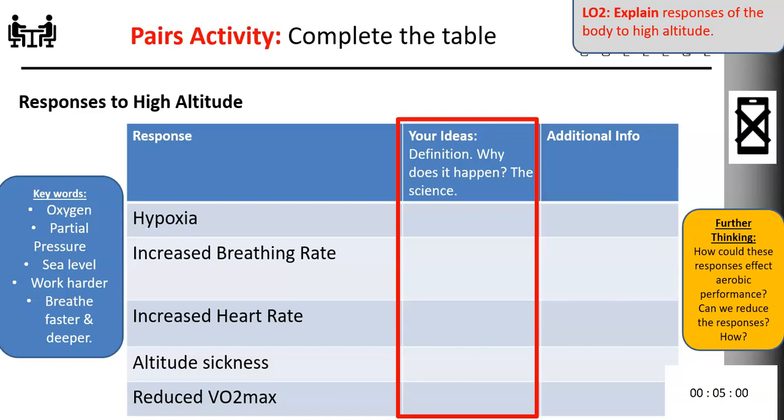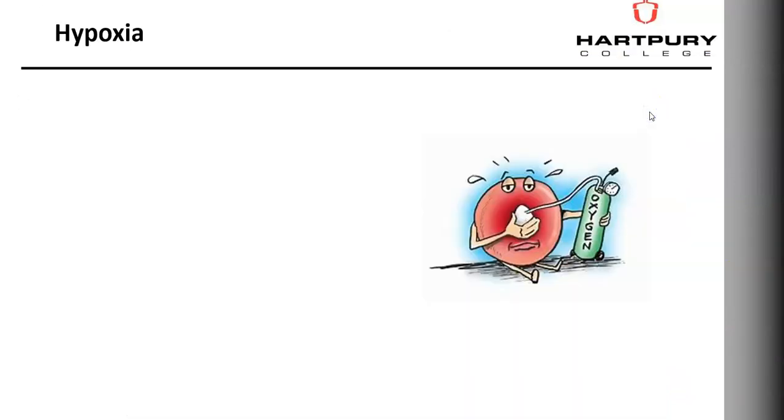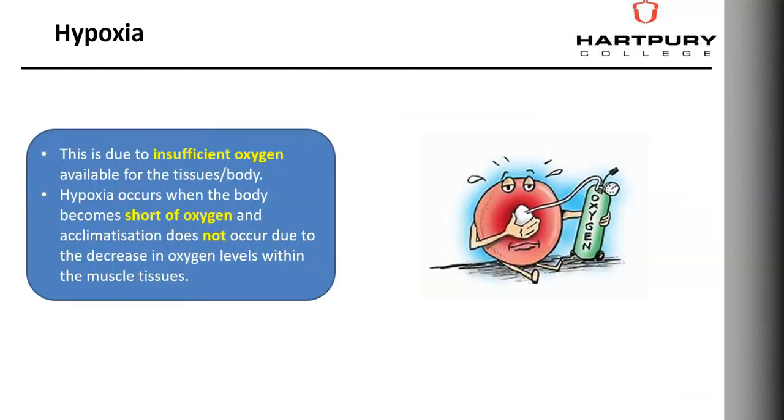Okay, back in then. So let's have a look at your definitions, and in the right-hand column, I'd like you now to add some additional info if you have missed it. So the first response to altitude is hypoxia, and this is due to insufficient oxygen available for the tissues or body. So it occurs when the body becomes short of oxygen, and acclimatization does not occur due to the decrease in oxygen levels within those muscle tissues.